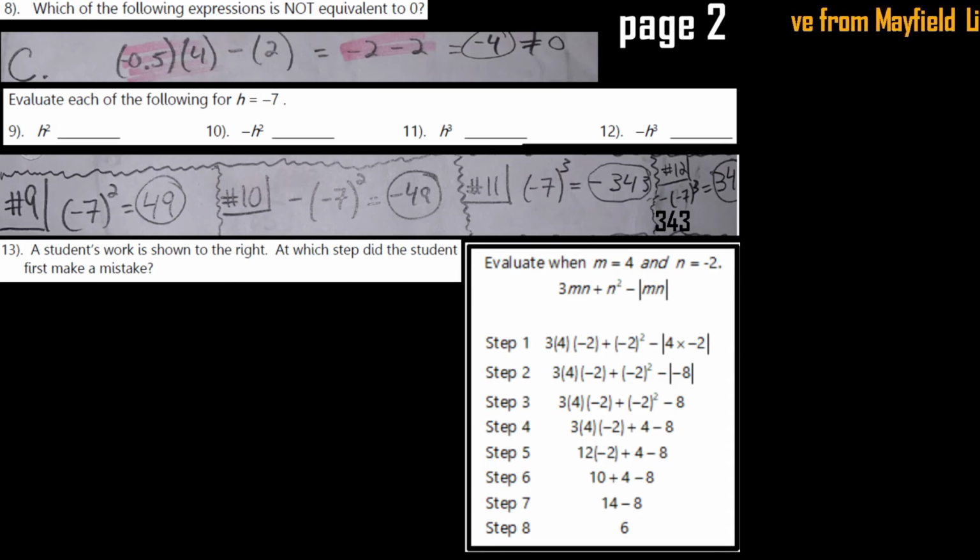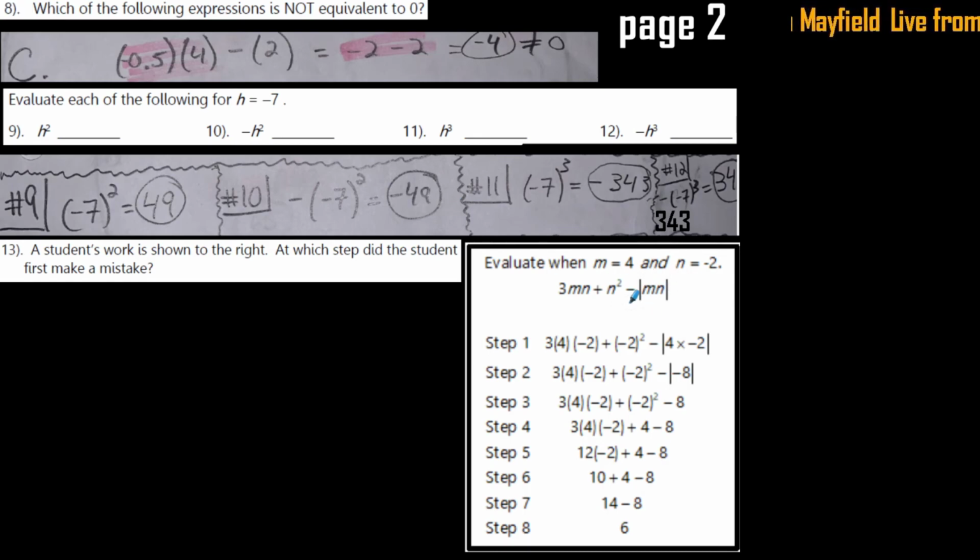All right, so last one on this page, it says a student's work is shown to the right. At which step did the student first make a mistake? So you're seeing what they did as they worked through. Let's actually highlight what they did.